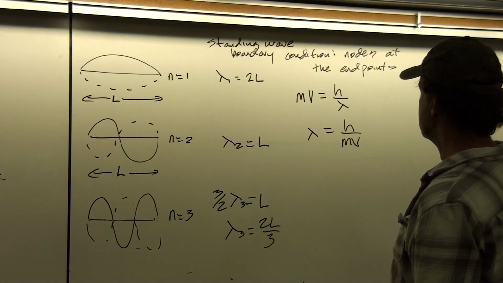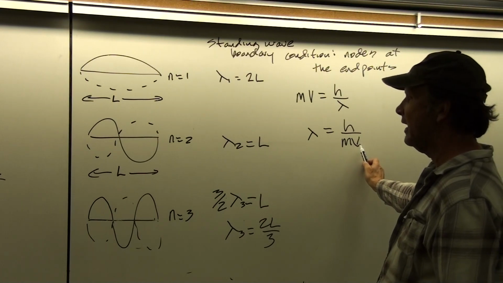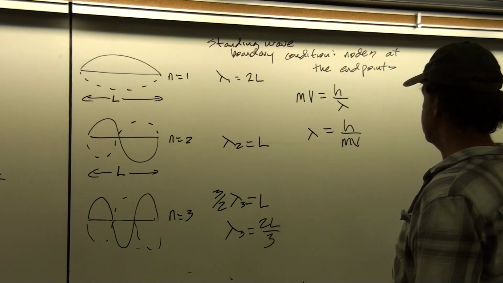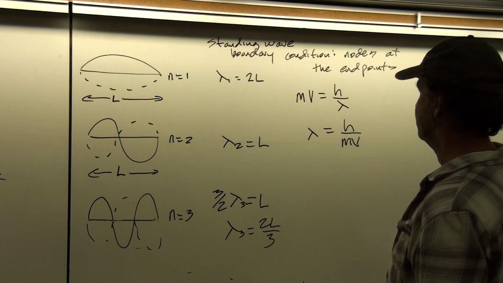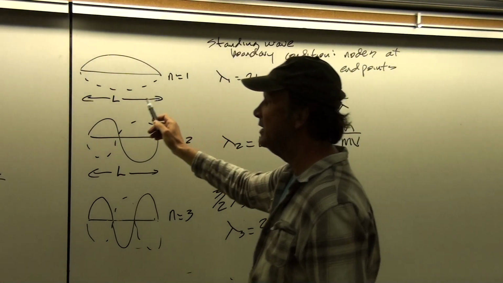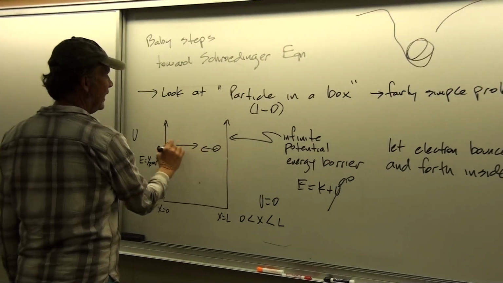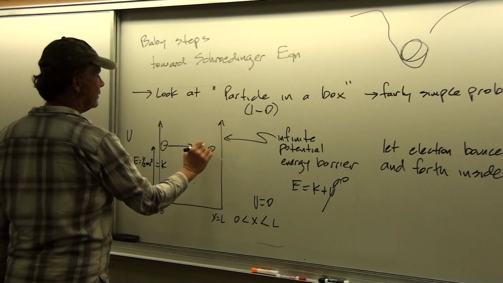So a larger wavelength then corresponds to a lower velocity. So when we have the longest possible wavelength, that's going to be the slowest possible velocity that this electron can have bouncing back and forth. Okay?